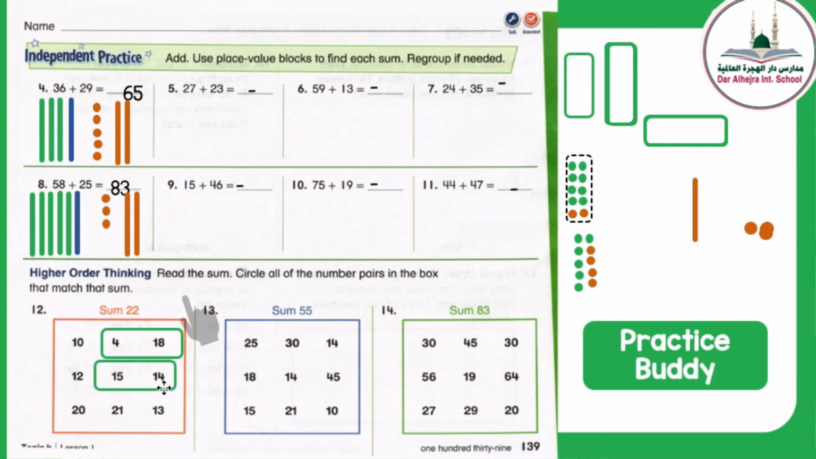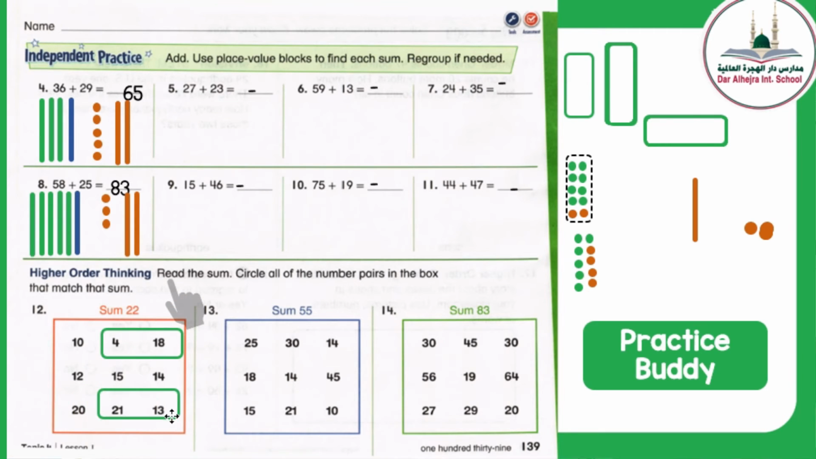Next, I'll check these two. 15 and 14. I'll add the ones first. 4 and 5 makes 9. 1 and 1 make 2. That means the sum will be 29, and it's not 22. So I'm not going to circle that. Next, let's check here. 20 plus 21. So 1 and 0 makes 1. 2 and 2 makes 4. That means 41. So the sum is not 22. I'm not going to circle that.